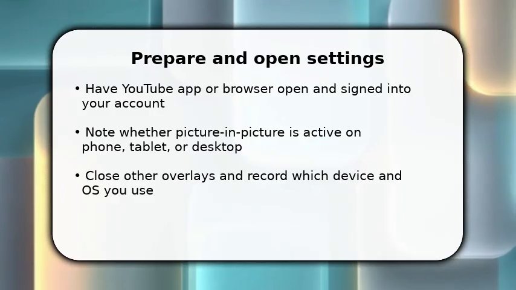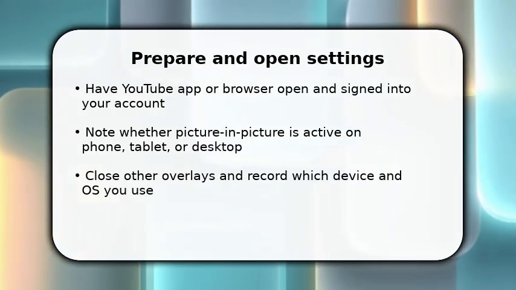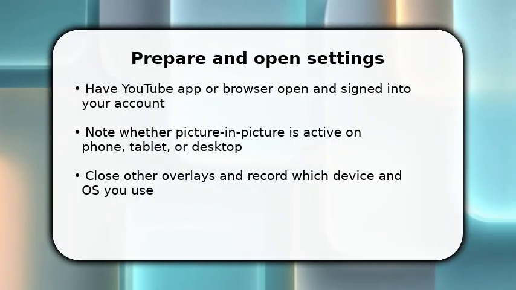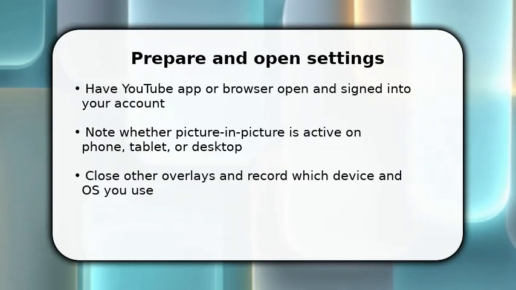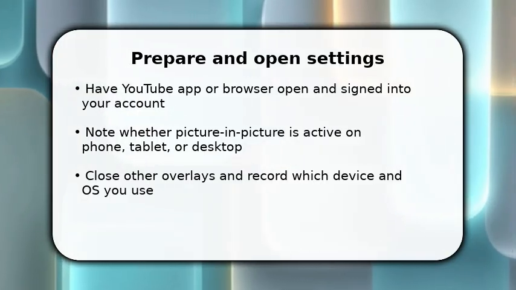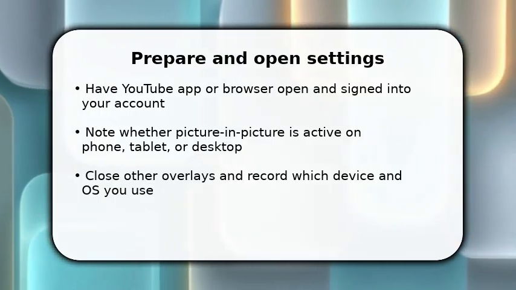You start by opening YouTube where the floating window shows. You need Settings next. On mobile, tap your profile icon. On desktop, click your avatar or the three dots. Once done, make sure to identify whether Picture-in-Picture or Miniplayer is active so you change the correct control.